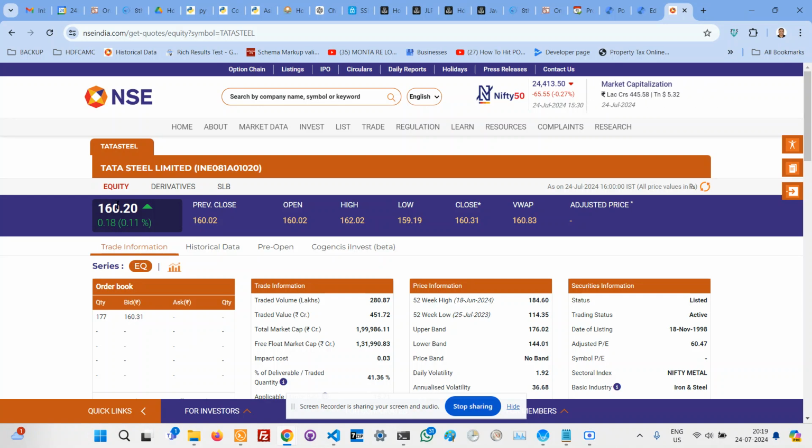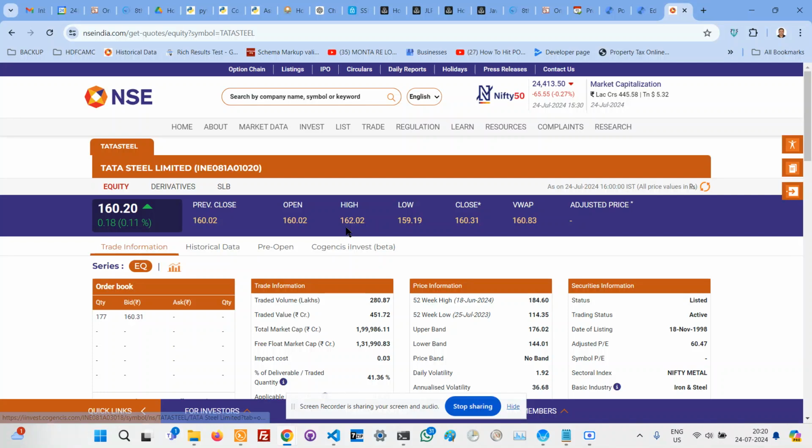Okay, so another thing is open. Just like close, there is an opening window and it tells you what was the price at which this particular stock opened. So it opened at 160.02. Now during the day, these are the two points which tell you that it dropped to 159.19, the bottom, and the topmost price it reached was 162.02.